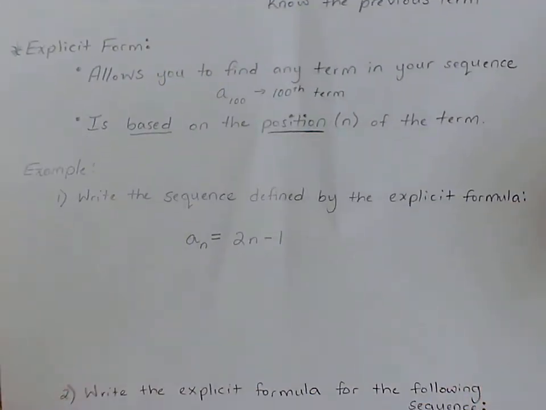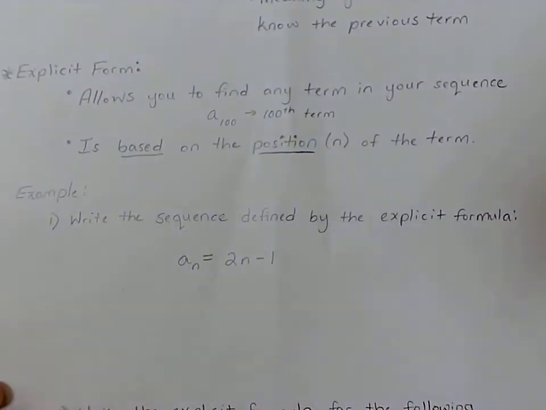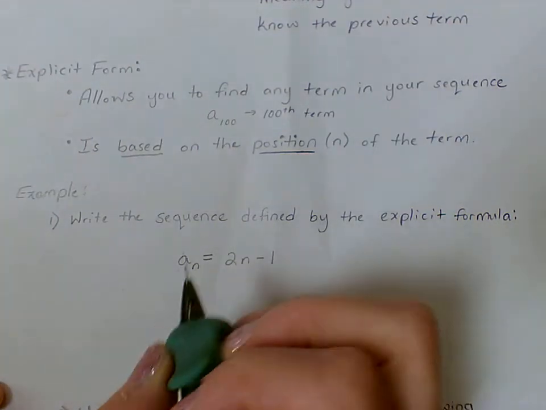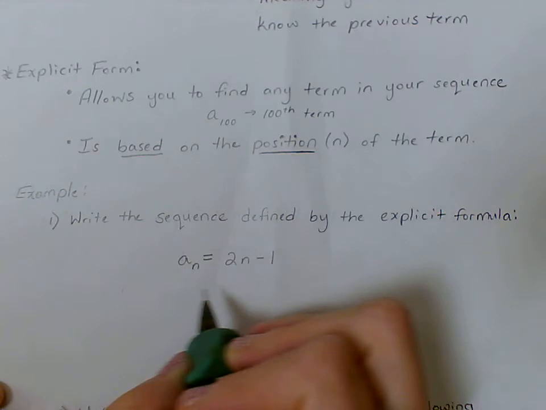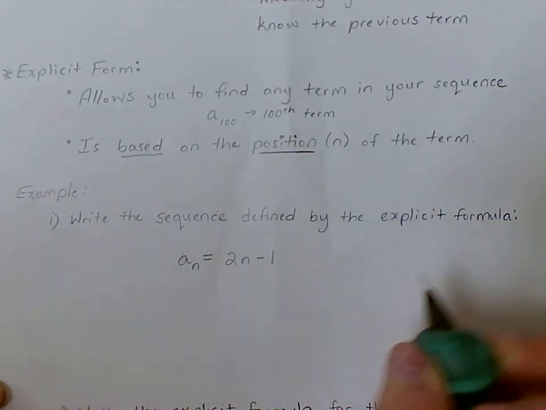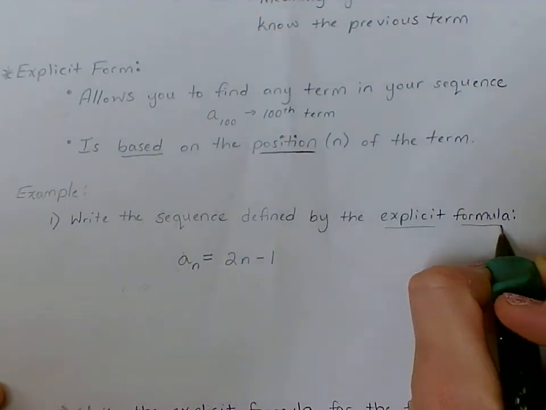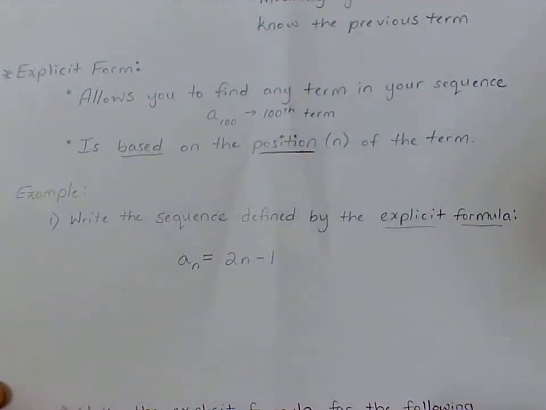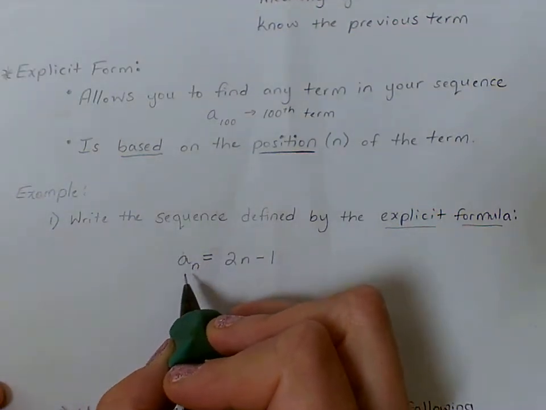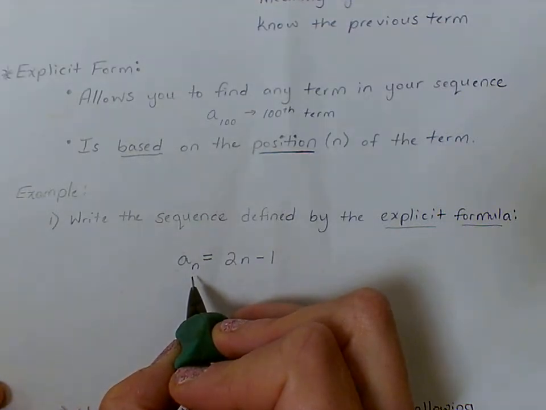Our first example says, write the sequence defined by this explicit formula, okay? I want you to notice a couple things. I want you to notice what is different between this formula, which is our explicit formula for a sequence, and what we were doing the other day with recursive formula. With recursive formula, remember, you would see the a sub n, and the a with a little subscript of n just means it's a term in your sequence.